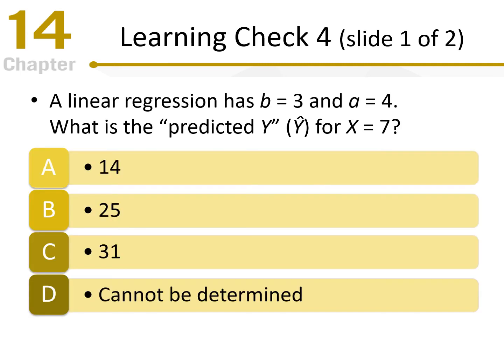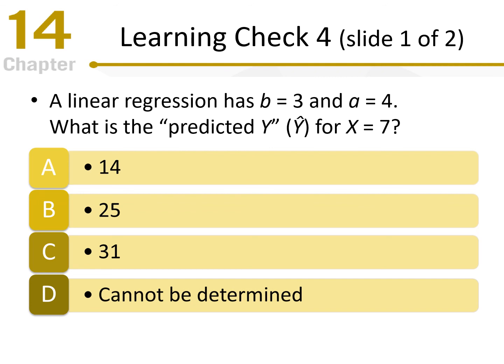So let's answer a couple of questions to close this out. A linear regression has a slope of 3 and a y-intercept of 4. So what is the line? If the slope is 3 and the y-intercept is 4, it's going to be y hat equals 3x plus 4. That's the regression line. Y hat equals 3x plus 4.